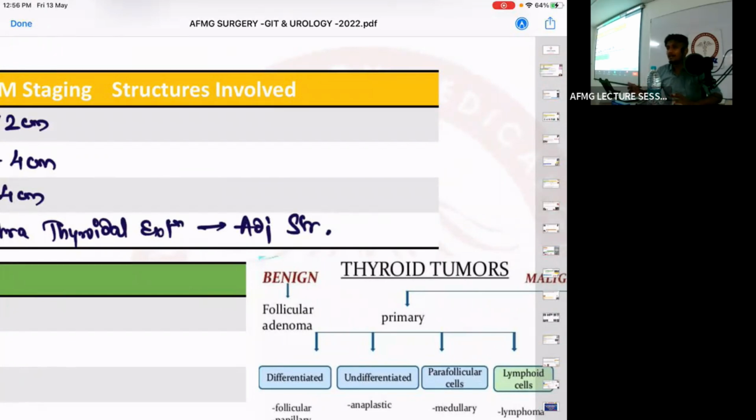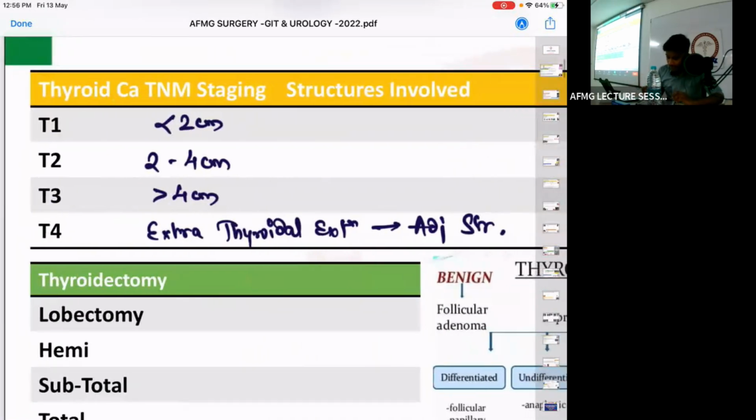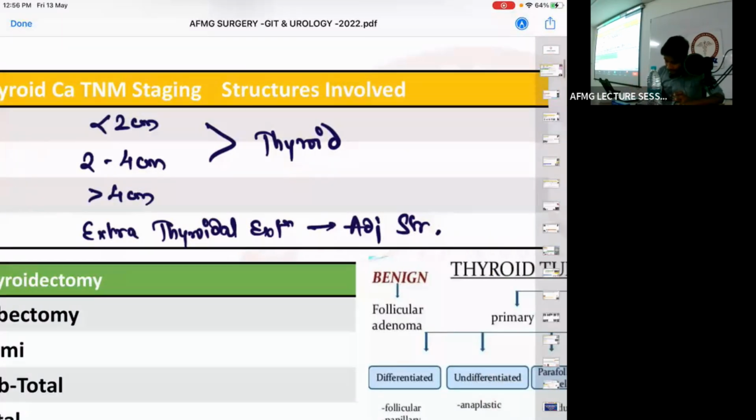So in T1 and T2, the tumor is specifically only located to the thyroid gland. In T1 and T2, the tumor is only limited up to the thyroid gland. In T3, it can be in the thyroid gland or it can also involve the structures called the strap muscles of the neck. In T3, there is involvement of which muscle? The strap muscles.